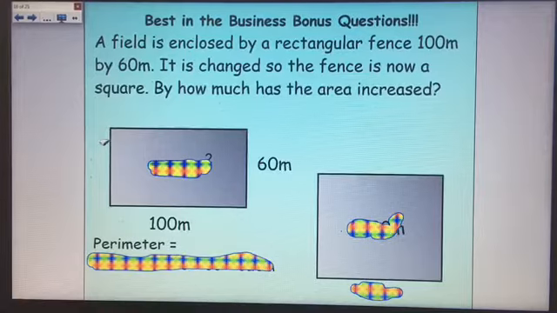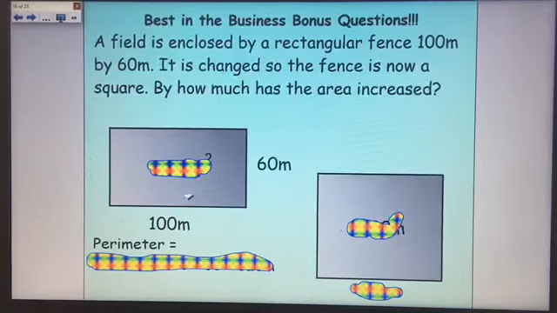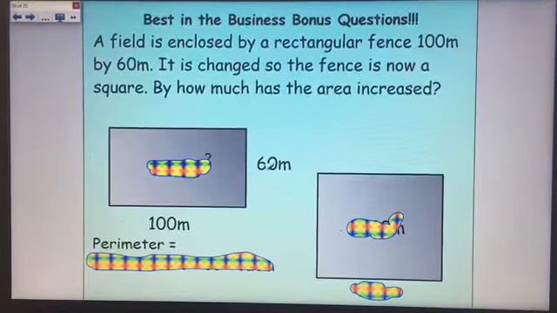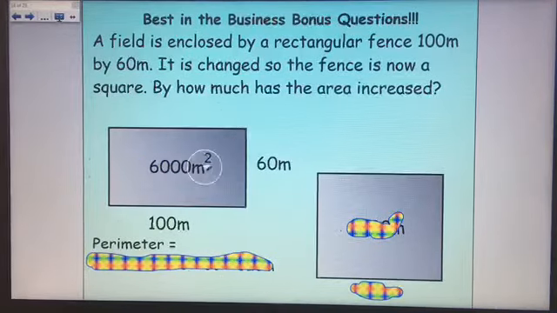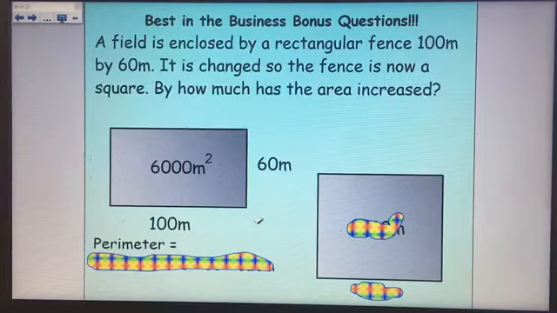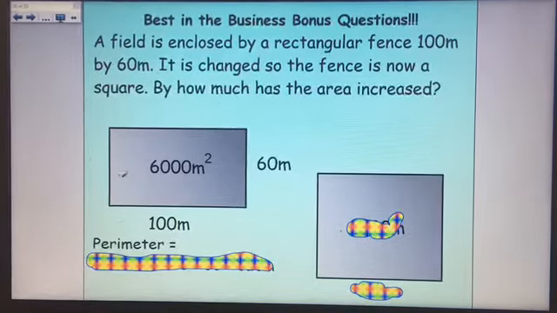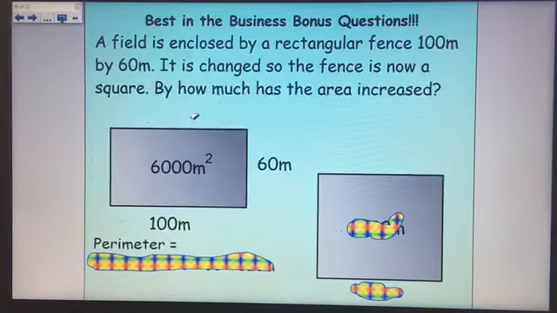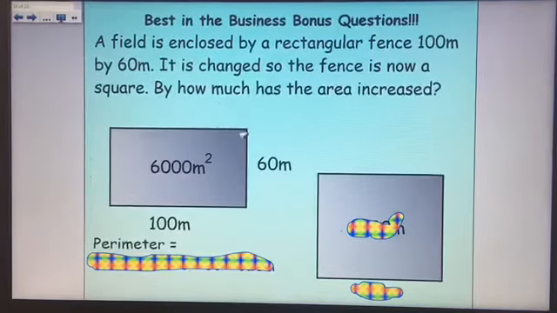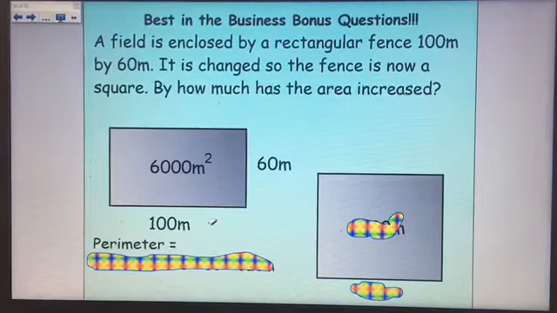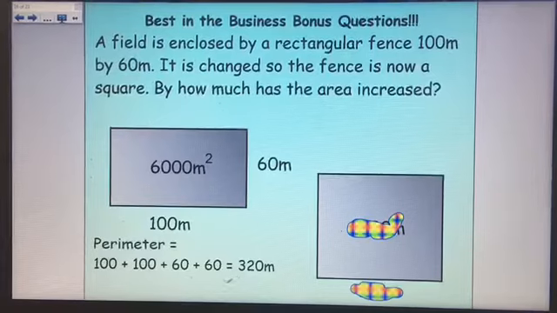So first thing I'm going to do is work out what the area of this rectangle would be here. So 60 times 100 would be 6,000 meters squared. 1 times 6 is 6, and you've got 3 zeros to pop on the end. Let's think about the perimeter of this rectangle. If this is 100, this will be 100. If that's 60, that's got to be 60. Double 100 is 200. Double 60 is 120. The perimeter has got to be 320 meters.